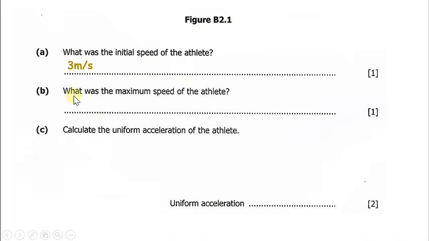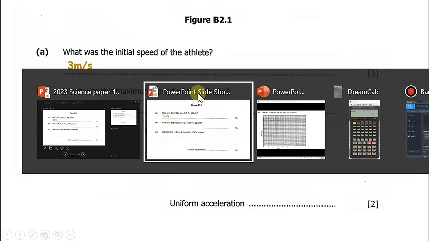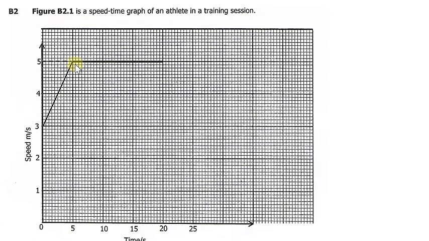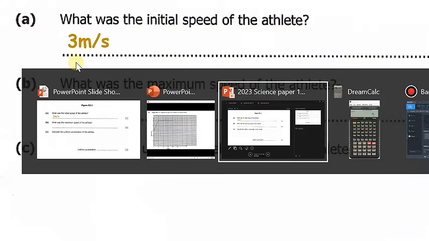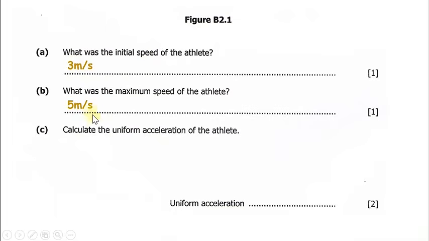Then they're asking, what was the maximum speed of the athlete? The maximum speed of the athlete is this final speed here. The athlete started from 3 meters per second, then went up to this, which is pointing at 5 meters per second, then maintained the same 5 meters per second up to 20 seconds. So the maximum speed is this, 5 meters per second.